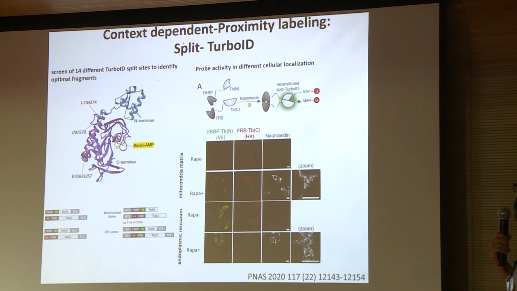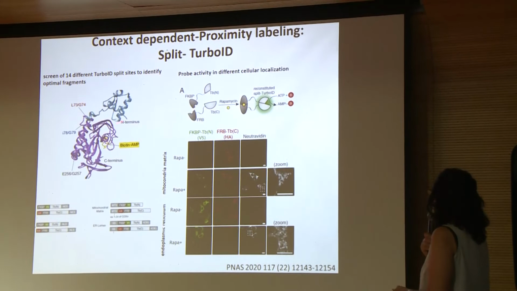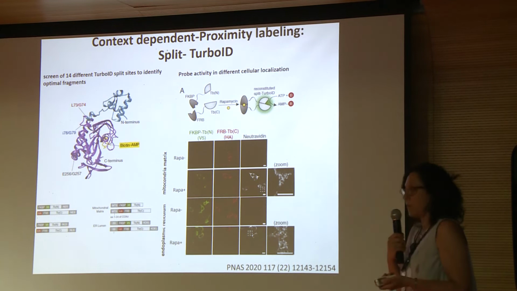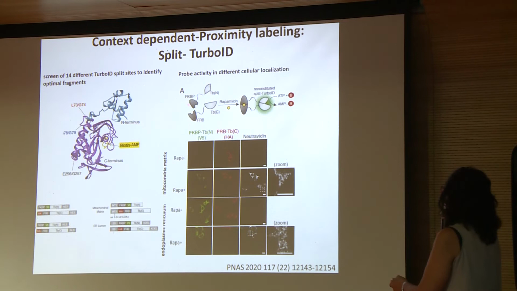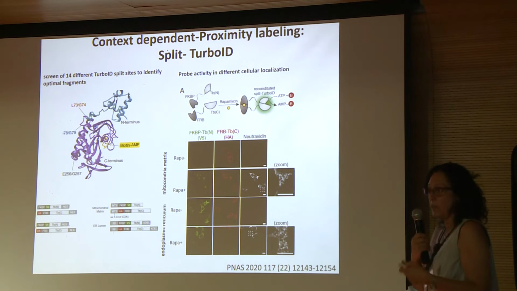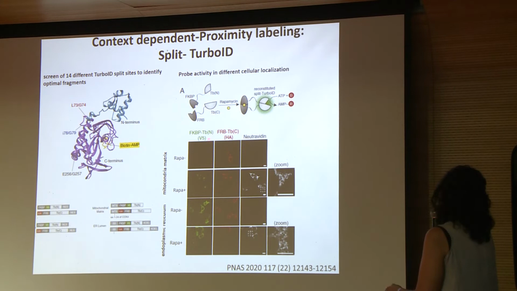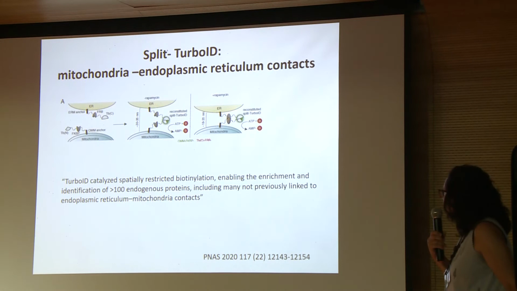In this case, the authors have published this. They used split TurboID, selecting the N-terminus and the C-terminus of the protein ligase, which can be fused to different interacting proteins. There are two proteins that interact in the presence of rapamycin. When rapamycin is present, these two proteins interact, and then the enzyme is active and able to label the proteins in the surrounding. This was shown to really work using neutravidin, which detects the presence of biotinylation. As you can see here, without rapamycin there is no biotinylation, and with rapamycin there is biotinylation. This was used to study mitochondria-endoplasmic reticulum contacts.